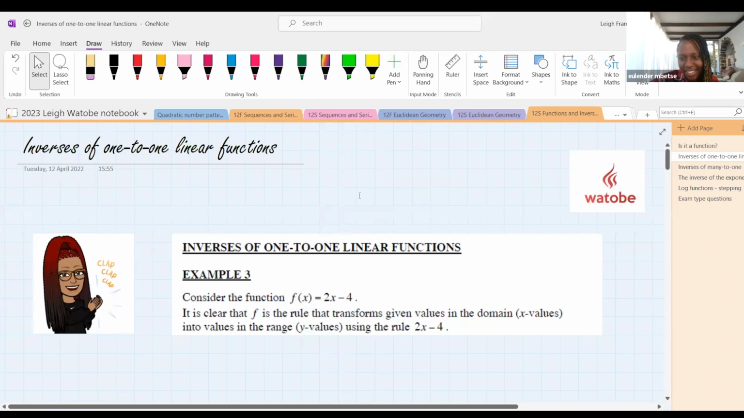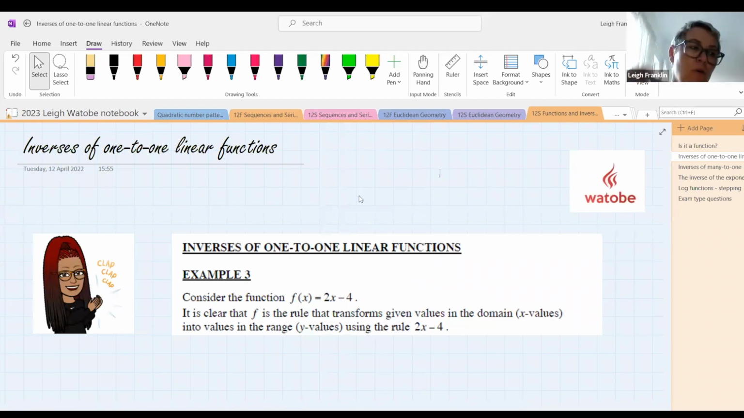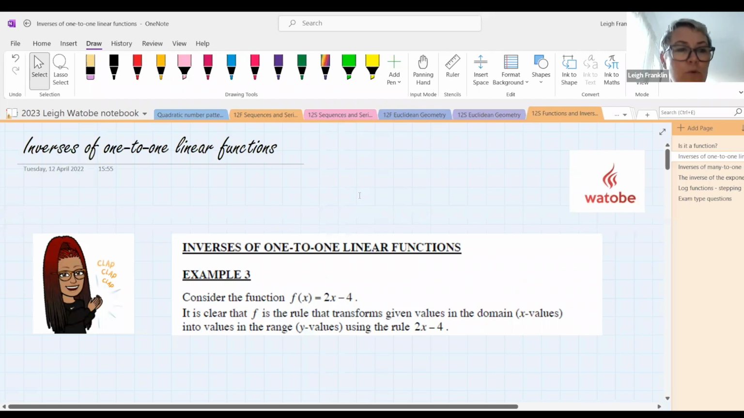On Tuesday, we were speaking about whether a graph is a function or not. So today I wanted us to move on from that point and start talking about the inverses of one-to-one linear functions. These are generally not tested in exams, but it is an important place for us to start and to begin to understand what we're doing when we're actually performing an inverse.